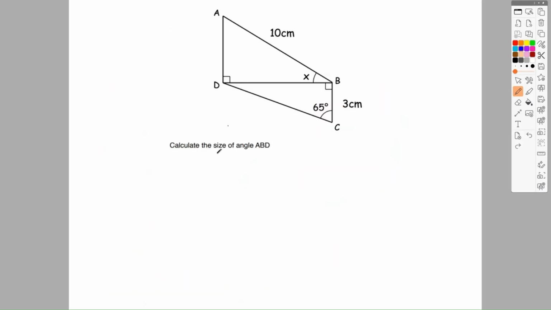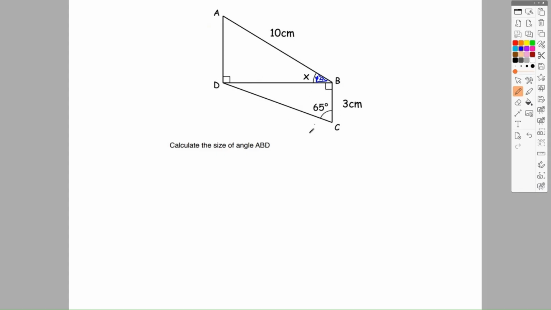So here in the first example, we have to calculate the size of the angle ABD. Angle ABD is this angle, x. We have a right angle triangle, so we have to use the trigonometric ratios. To do this, we have to find one of these sides, because we cannot find this angle with only the hypotenuse.